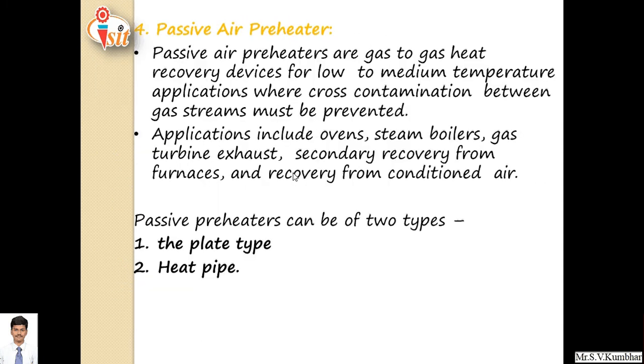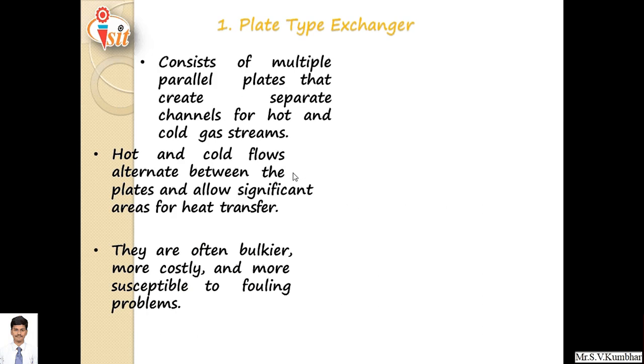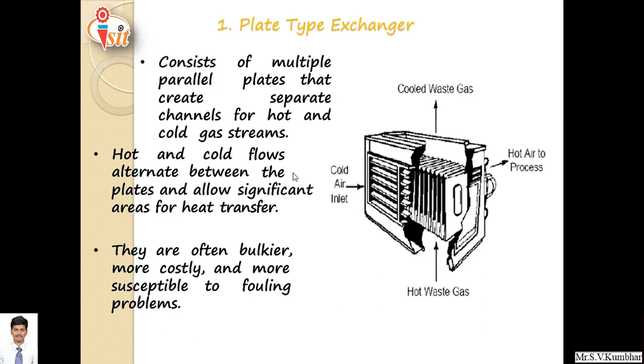Next one is the passive air preheater. Passive air preheaters are gas to gas heat recovery devices for low to medium temperature applications, where cross contamination between gas streams must be prevented. The applications of the passive air preheater are in ovens, steam, gas turbines, secondary recovery from furnaces, etc. There are two types of passive preheaters, the plate type and the heat pipe type. First we will see the plate type heat exchanger.